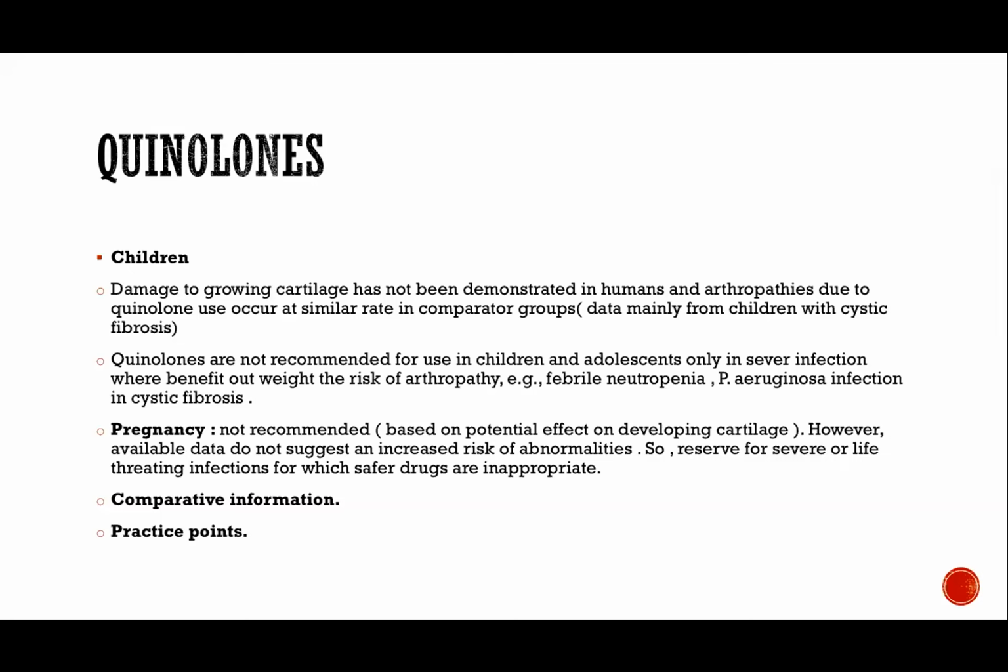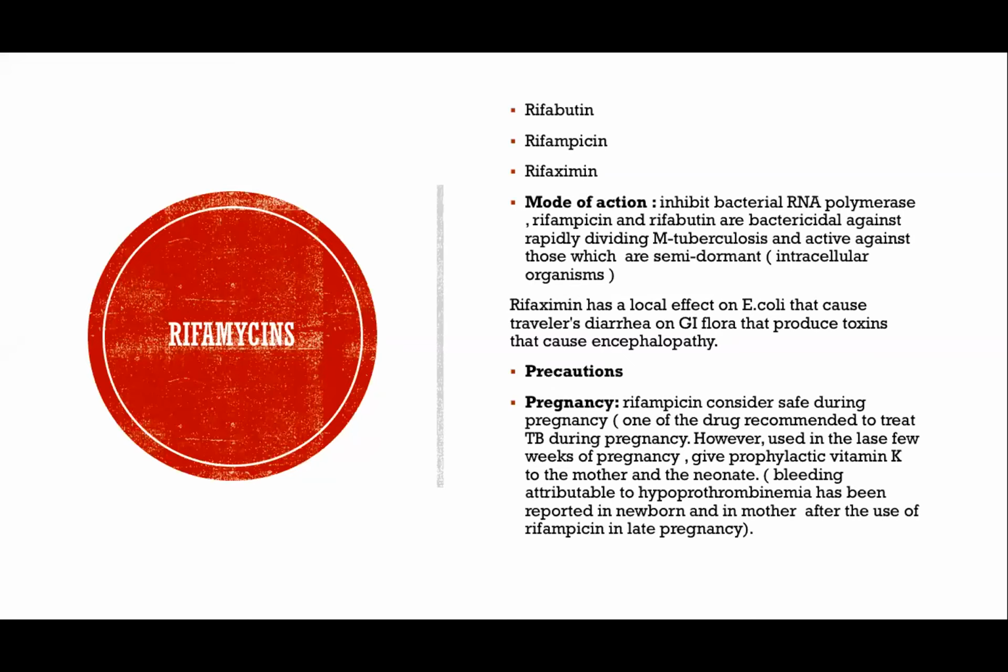The other group is rifampicin, rifabutin, and rifaximin. The mode of action of this group inhibits bacterial RNA, and rifampicin and rifabutin are bactericidal against rapidly dividing tuberculosis and active against semi-dormant intracellular organisms. Rifaximin has a local effect on E. coli that causes traveler's diarrhea, and on GI flora that produce toxins that cause encephalopathy.